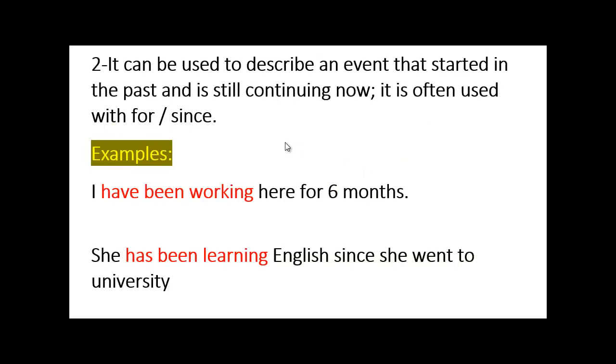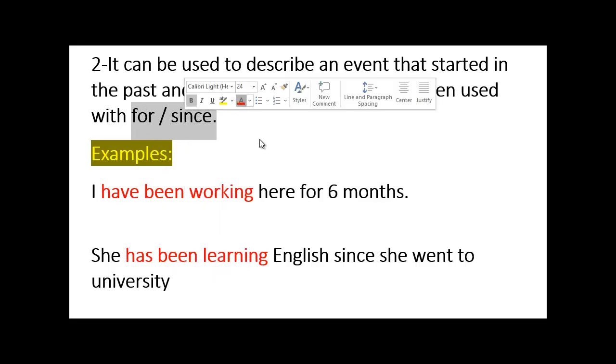Another usage of the present perfect continuous is to describe an event that started in the past and is still continuing now. It is often used with for and since. So for and since, we use the present perfect continuous. I have been working here for 6 months. So he's still working in the place, and I have been working here for 6 months. For, we said we use for with it. Got it, guys? Okay, for.